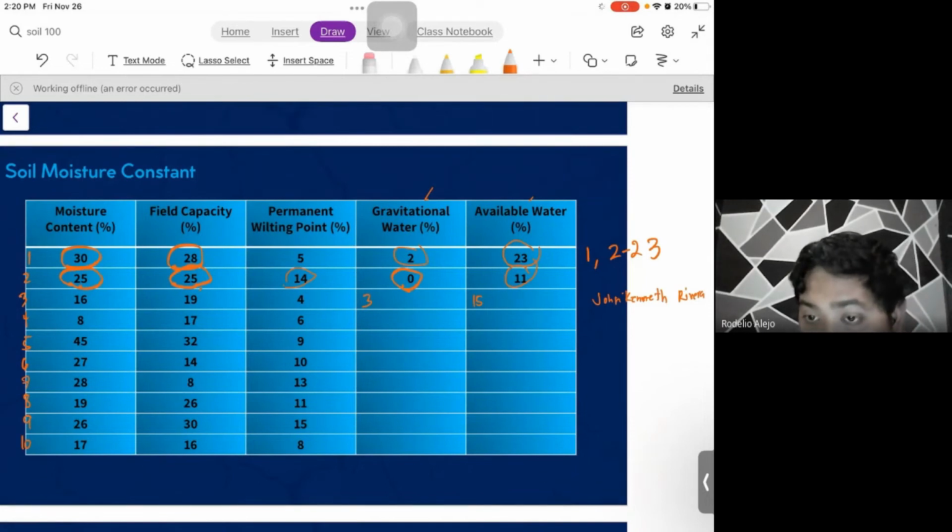Then number 4 is Nelvin, negative 9 and 11.